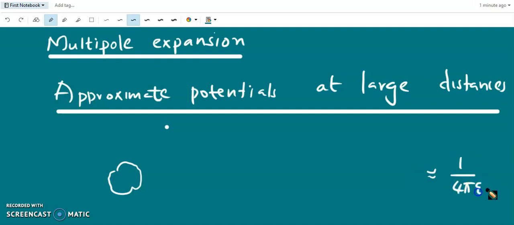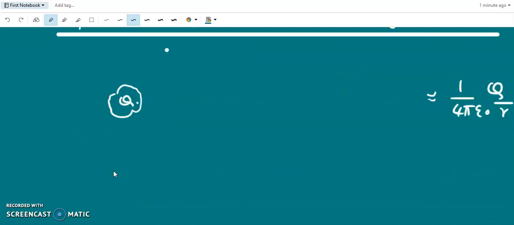pi epsilon 0 q by r, where q is the total charge of the charge distribution. So, if we are calculating the potential of the distribution at a very large distance, this can be treated as a point charge. But if the total charge of the distribution is 0, then we know that near to this distribution, we can have potentials, because even though the total charge is 0, there are charges, and due to the distribution there may be a potential over here.